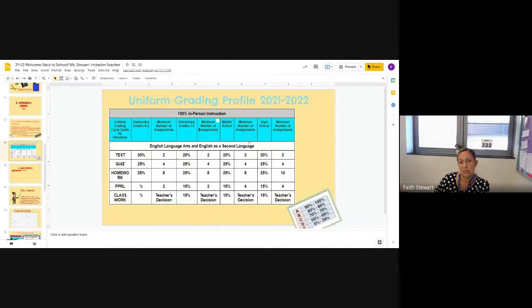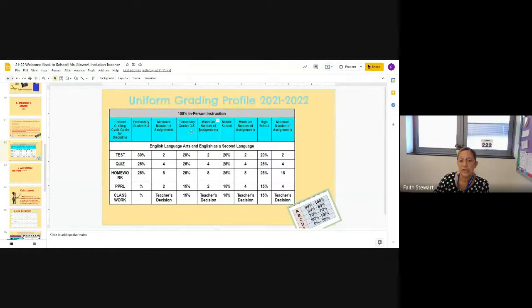All right, so this is our uniform grading profile for the year 2021 through 2022. I have here the elementary grades K through 2. So 30% is counted for tests, 25% for quizzes, and homework, okay, 25%. These are the minimum assignments that are due: 2 tests, 2 quizzes, and 8 homework assignments. All right.